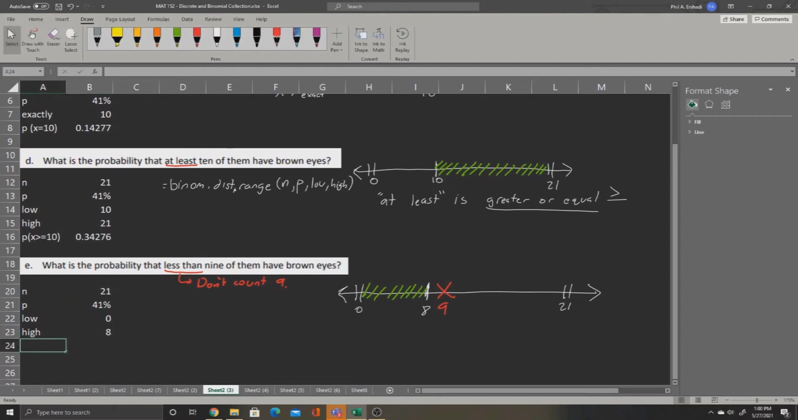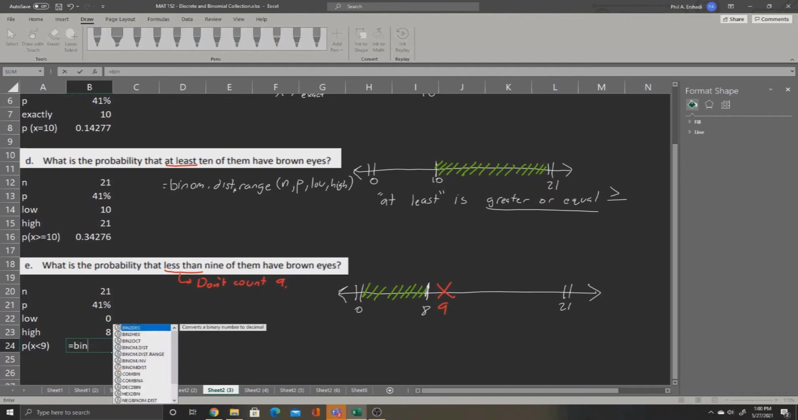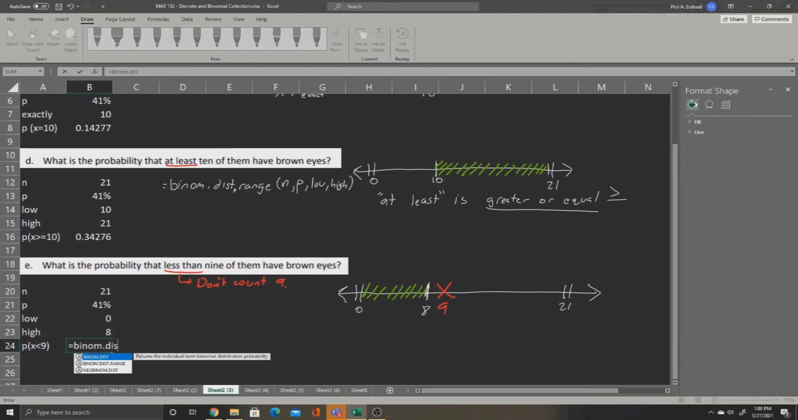We'll reuse our binom dist range formula from part D. So the probability that x is less than 9 will be equals binom.dist.range. And once again, we'll say n, comma, p, comma, low, comma, high. Close the parentheses and press enter. This will give us our probability that x is less than 9.